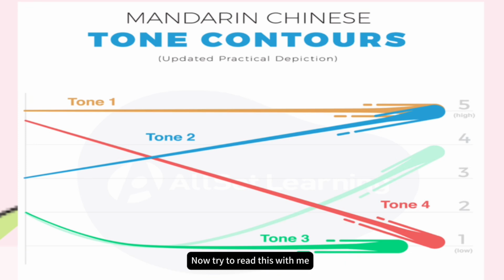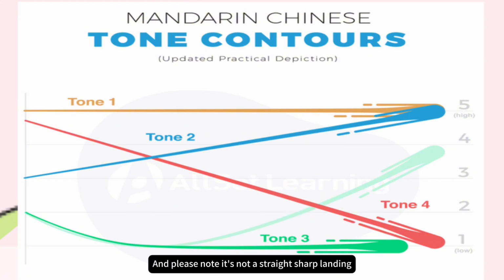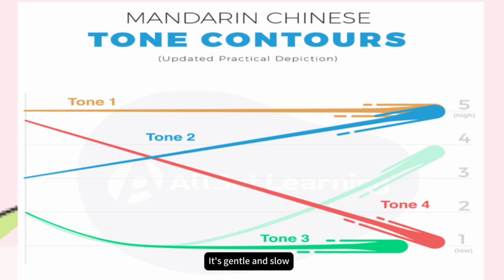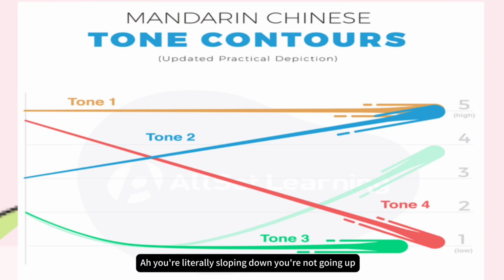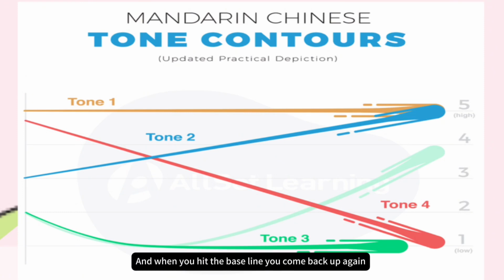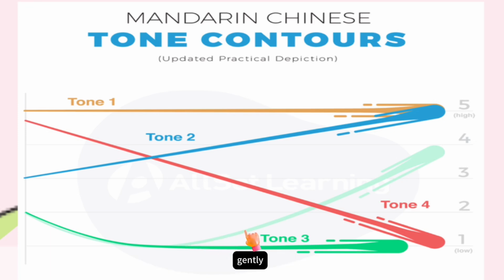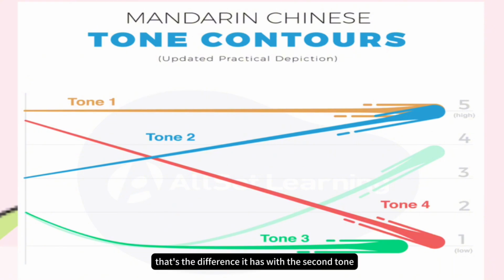Now try to read this with me. Try to go with this slope and find your baseline. And please note, it's not a straight, sharp landing. It's gentle and slow. You're literally sloping down. You're not going up. And when you hit the baseline, you come back up again gently. If you learn how to slope gently with the third tone, that's the difference it has with the second tone.